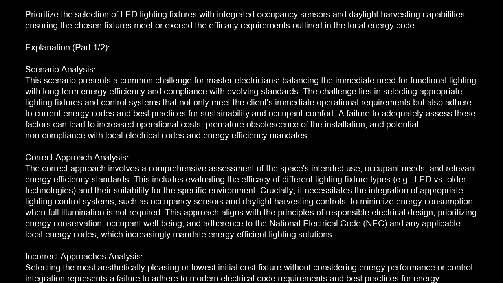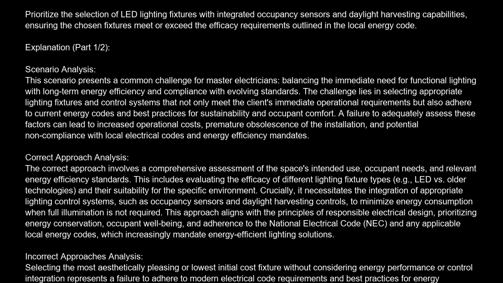The correct answer is D. Prioritize the selection of LED lighting fixtures with integrated occupancy sensors and daylight harvesting capabilities, ensuring the chosen fixtures meet or exceed the efficacy requirements outlined in the local energy code.